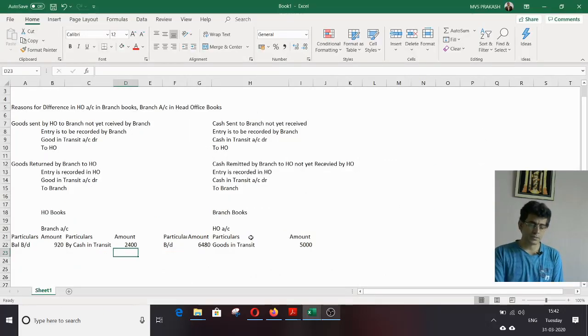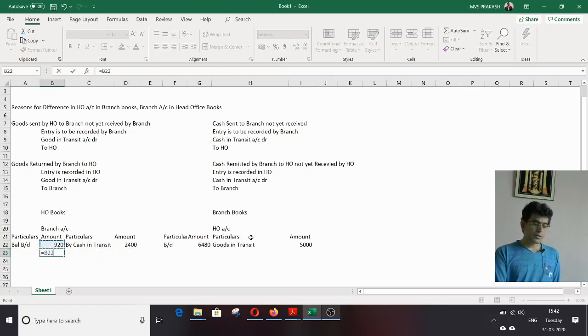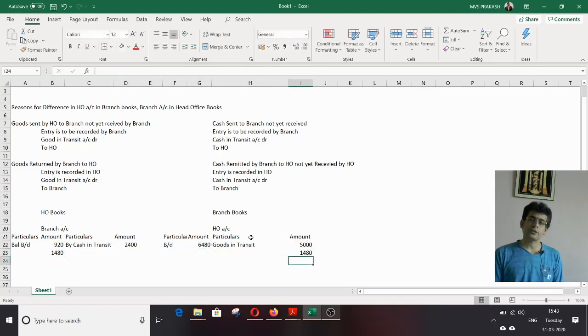Now, that's it. There are only two reasons. So now if I close the balances here, 2,400 minus 920, the balance is 1,480. The same balance I should have here as well: 6,480 minus 5,000, 1,480. Here you will have a credit balance, in some other place you will have a debit balance, thereby the total account will be offset. One place you will have a liability, the other place you will have an asset. I can easily offset. So that is the reason for which we do the reconciliation.